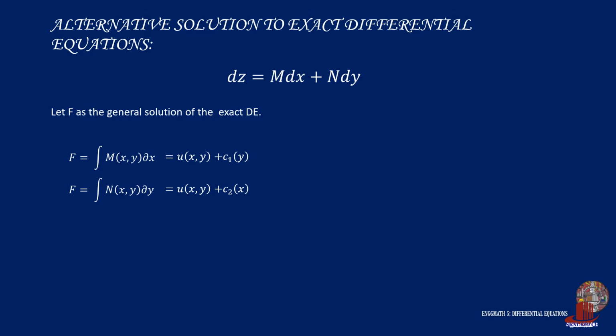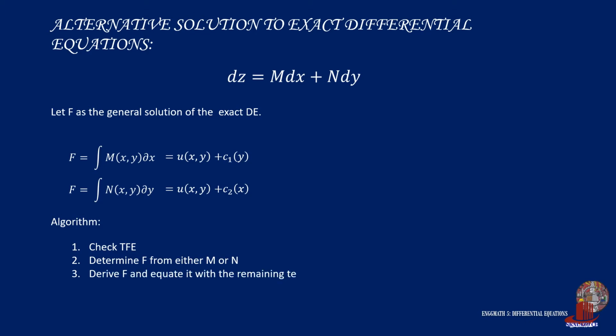The alternate solution will still start with the check of exactness, where one can continue by solving f of either the M term or the N term. You don't need to look for f of both terms. Then derive the solution with respect to the other variable and equate it with the other term, then simplify the general solution.